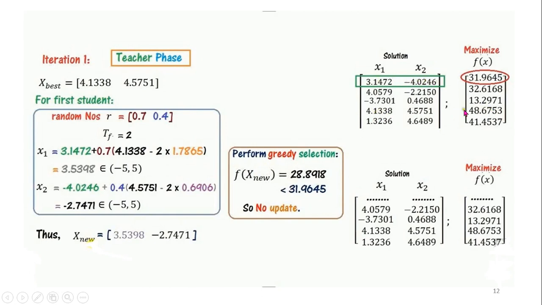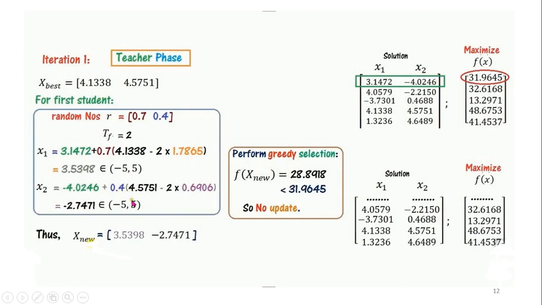Now we select random values for r, say for example 0.7 and 0.4, and TF equal to 2. This is also a random value. The value of TF will be 1 or 2. Say TF is equal to 2. Now we obtain the values of x1 and x2 by putting these values in this equation. So x1 we get 3.5398 and x2 we get minus 2.7471. So this value will remain in our domain, minus 5 to 5.